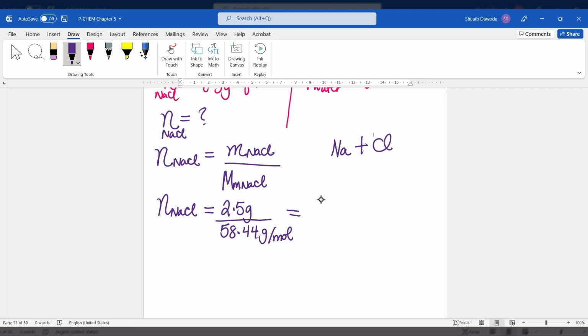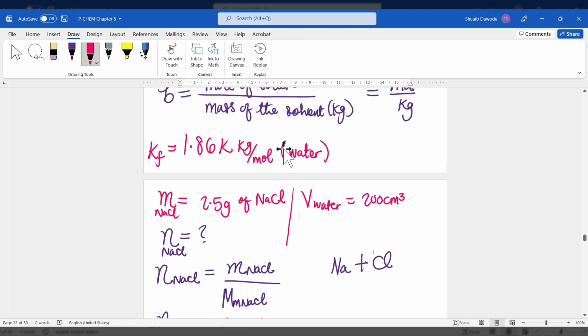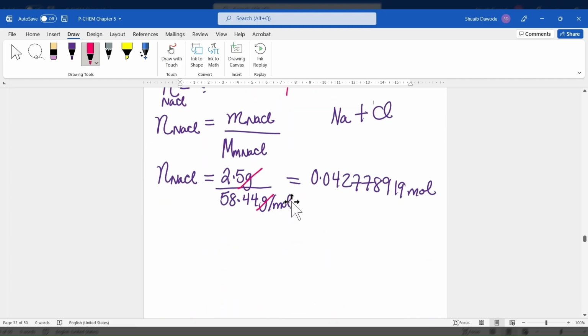So 2.5 grams divided by 58.44 is simply 0.042778919 mole. Okay, and of course we cancel out the grams here and the grams here. One over mole is just going to give you mole. So we have successfully determined the number of moles of NaCl. Now that means we have the moles of solute, half of the values that we need to determine the molality is done. Now we have to determine the mass of the solvent water.